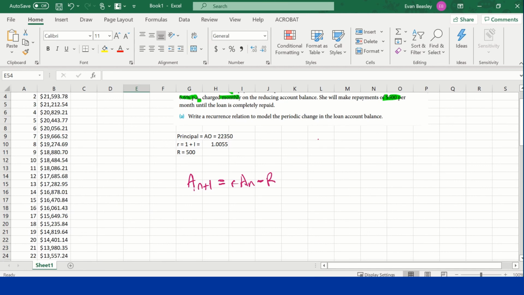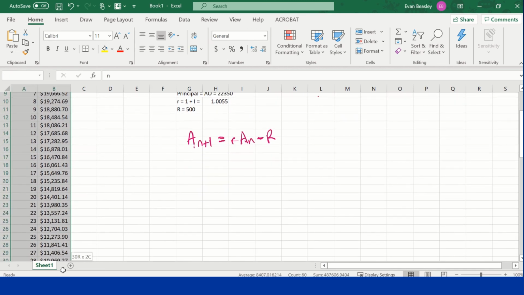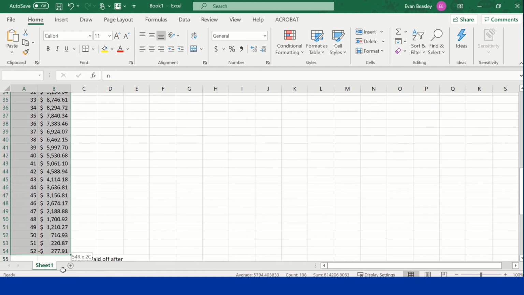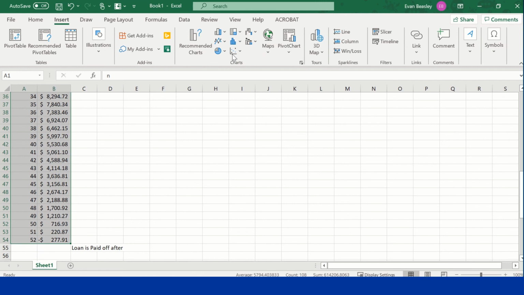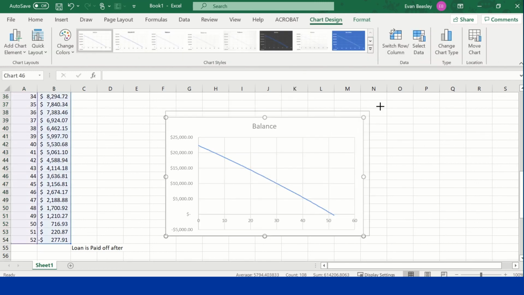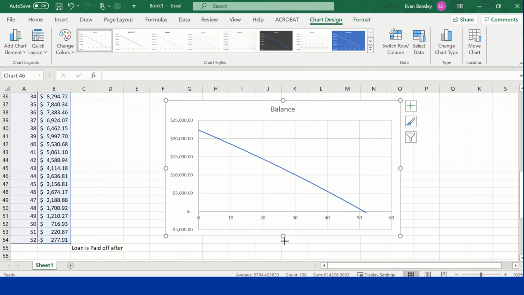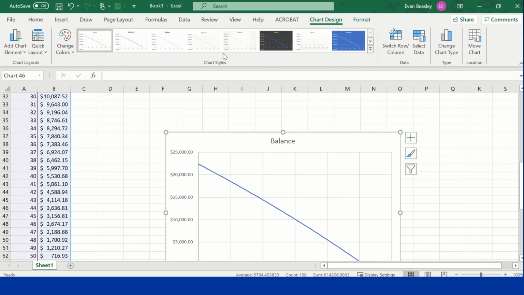What else should we do? We should graph this as well and note the shape of the graph. I'm selecting here and inserting an XY scatter, which is the best one. You should note that the graph is a bit of a gradual curve. Okay, that'll do for the moment.